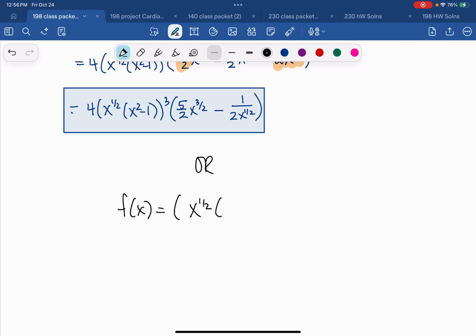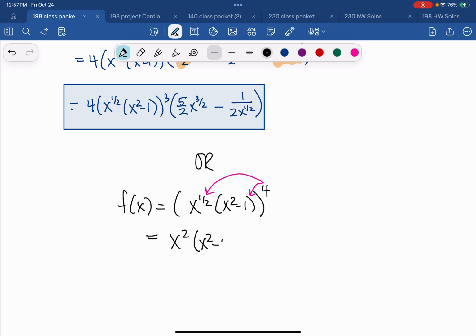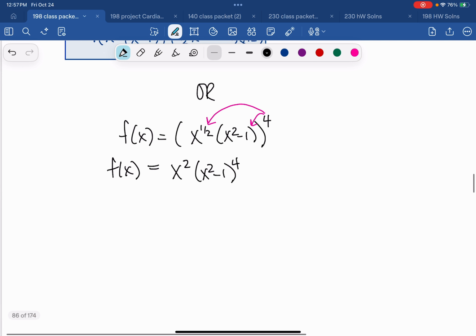So we could say that f of x here is, and I'm going to switch that square root to a 1/2 power, all to the 5th. Now, I have a power, and I'm multiplying 2 things to the same power. So I can actually distribute this to both terms. And then when we take powers to powers, we multiply them. So in this case, I would be multiplying the 1/2 times the 4 to get an x squared there. And then this one would be x squared minus 1 to the 4th. And the benefit to doing that is that it gets rid of your fractions. So you have less to worry about with the fractions.